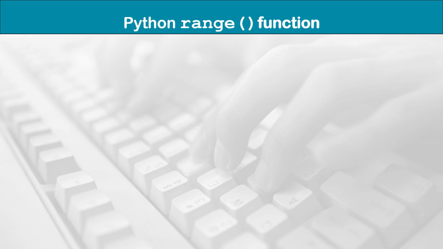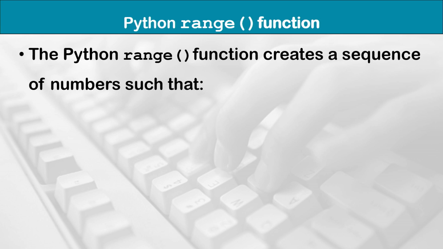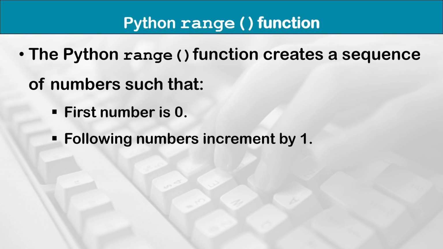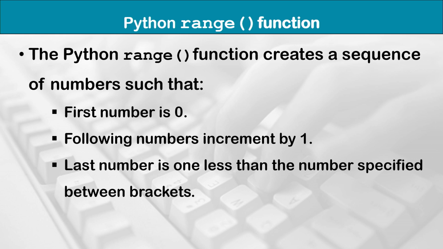Let us now see how the range function is used in a for loop. The Python range function creates a sequence of numbers such that the first number is 0, the following numbers increment by 1, and the last number is 1 less than the number specified between brackets.